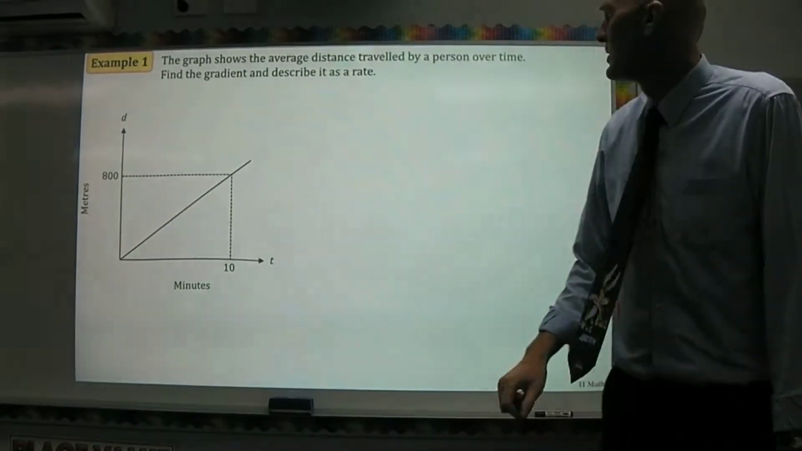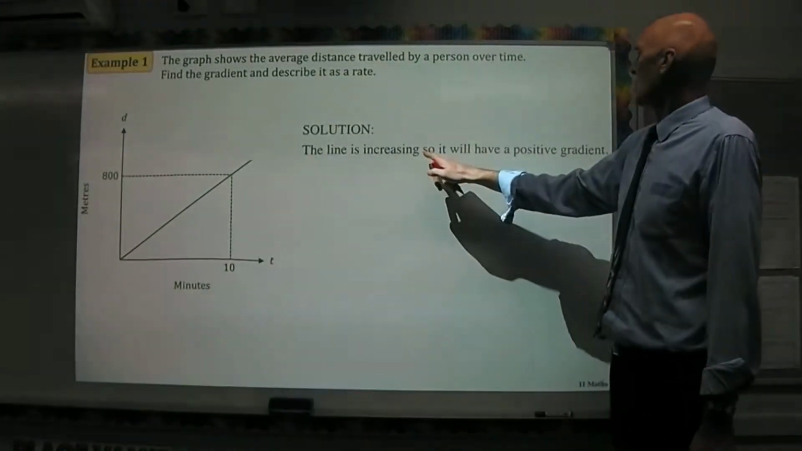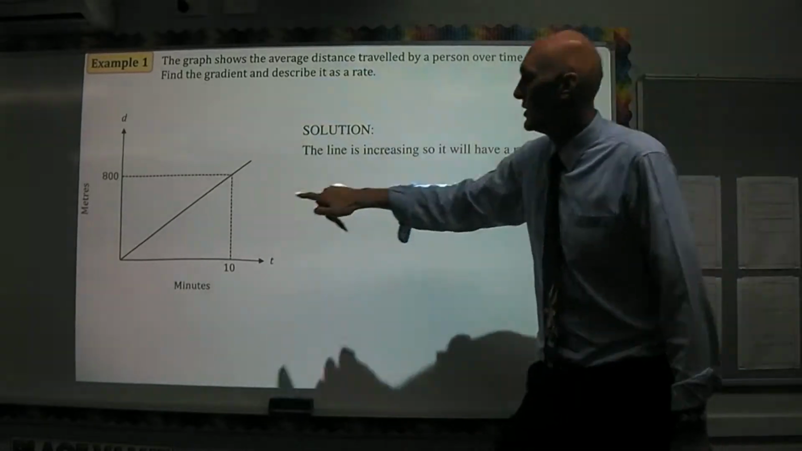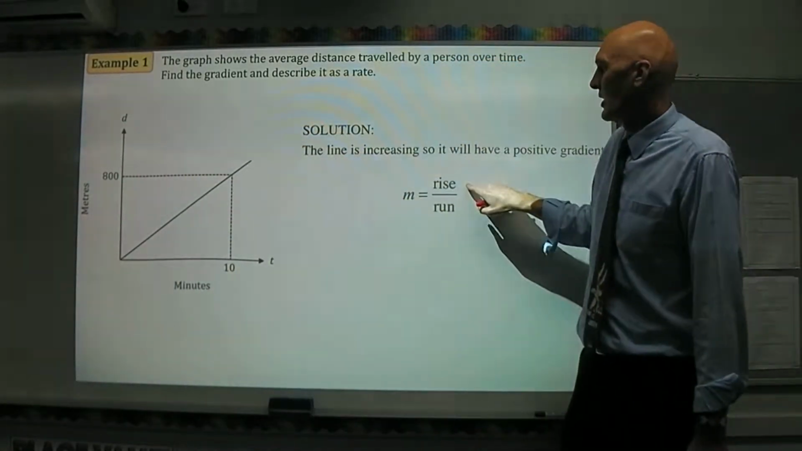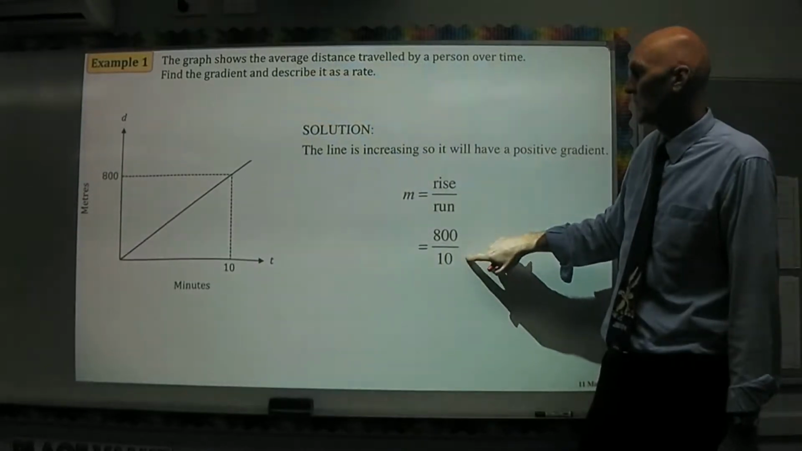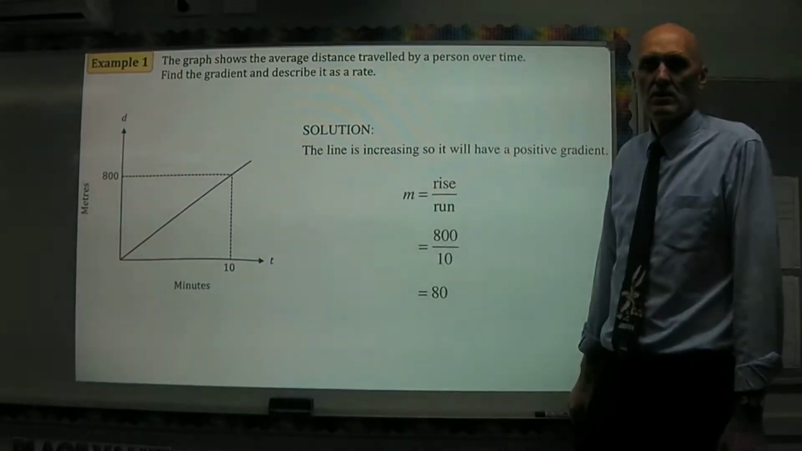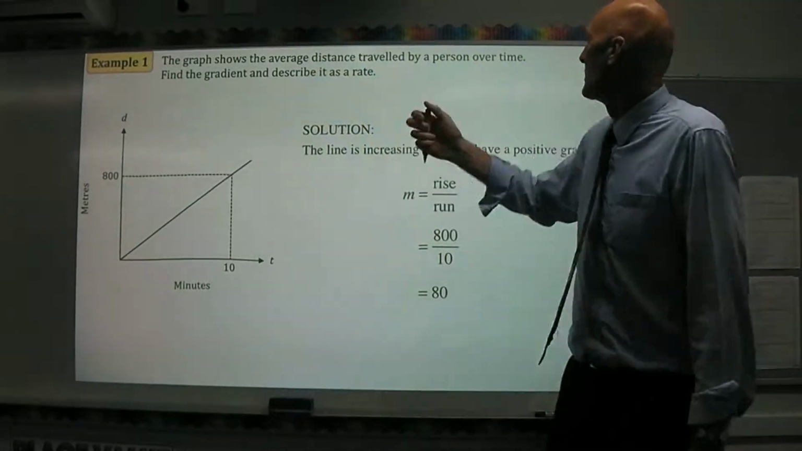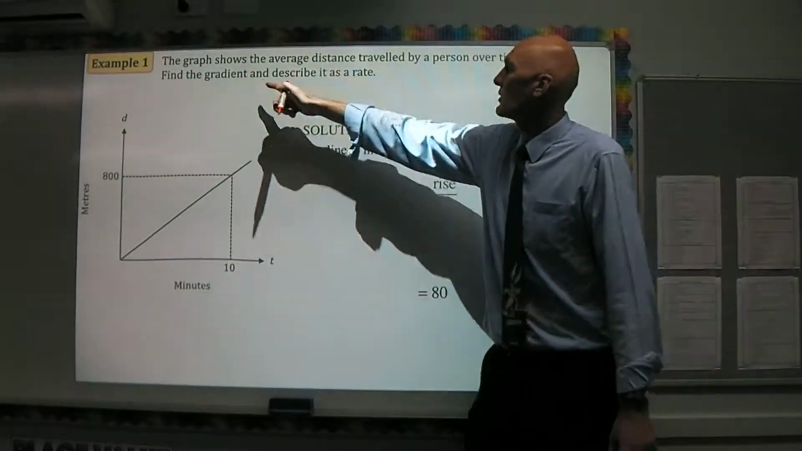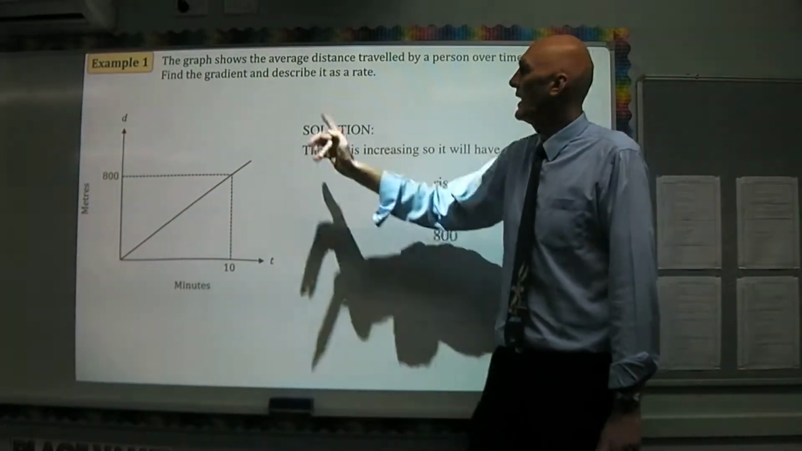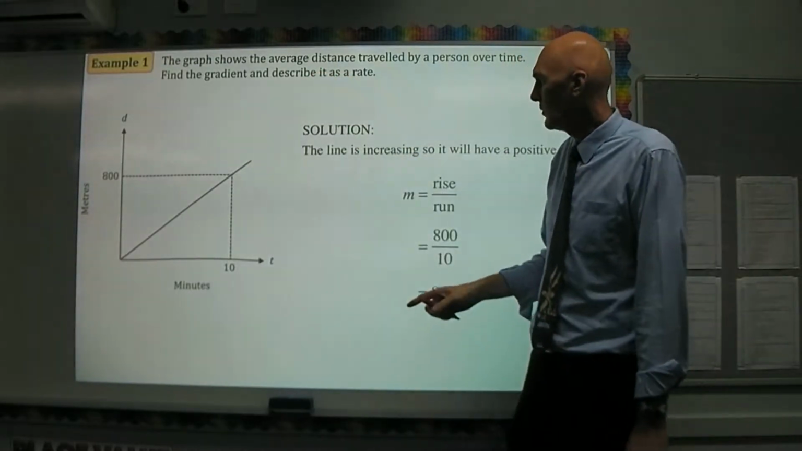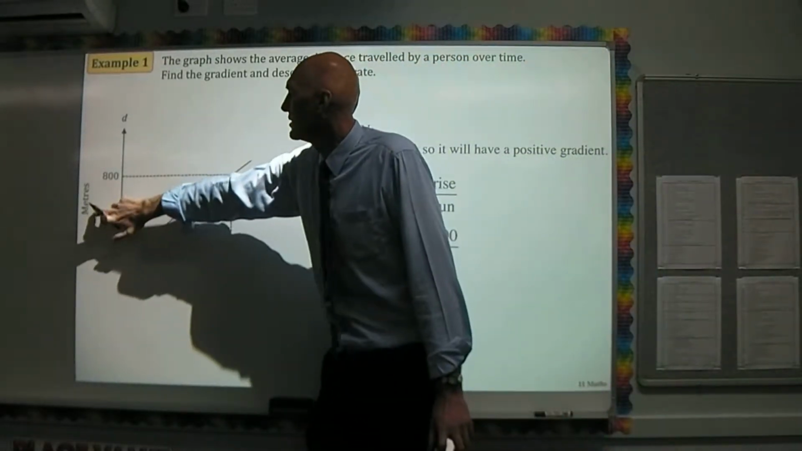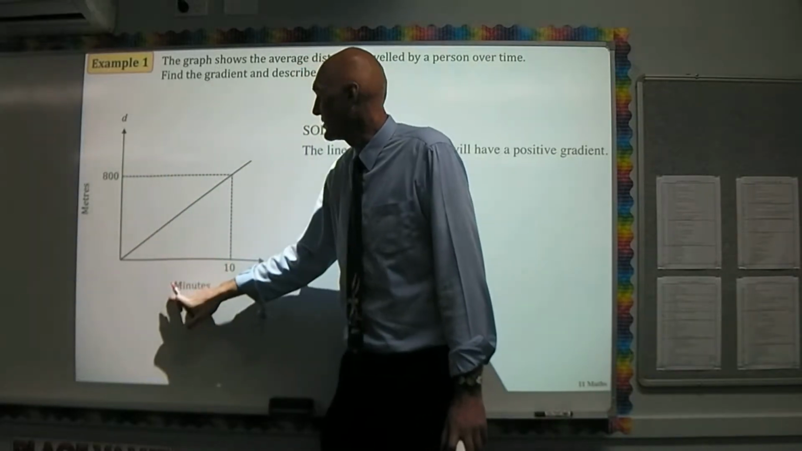If you could see it and visualise it, you don't actually need to draw it on because it's a fairly obvious one. So when we look at this one here, we know the line's increasing. We know it's going to be positive because it's going uphill. The rise over the run, we just said, was 800 over 10, which is 80. Now what does that actually mean? We need to actually find the gradient, which we've found, and now describe it as a rate. 80 metres a minute. Well, what's this unit here? Meters. And this one is in minutes.